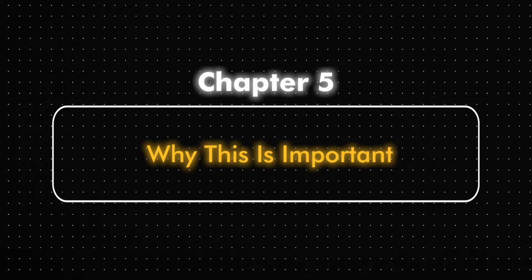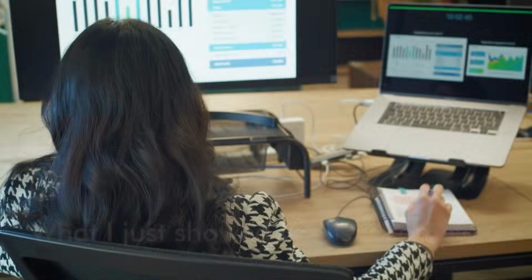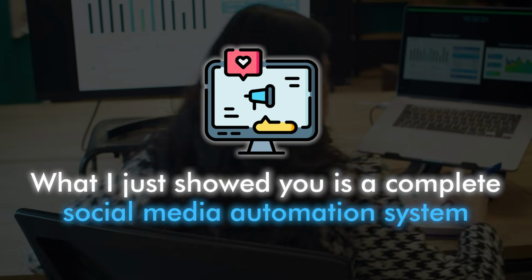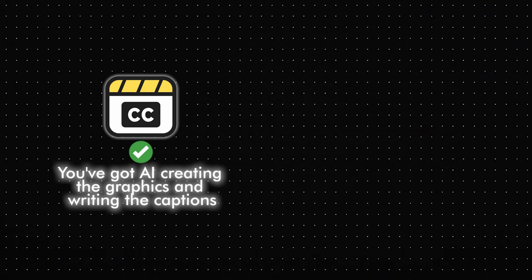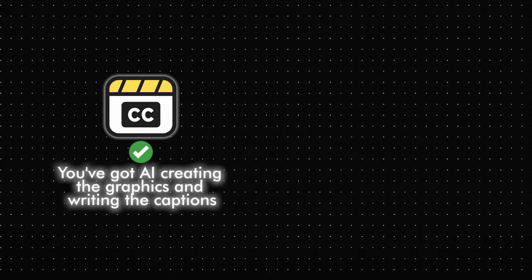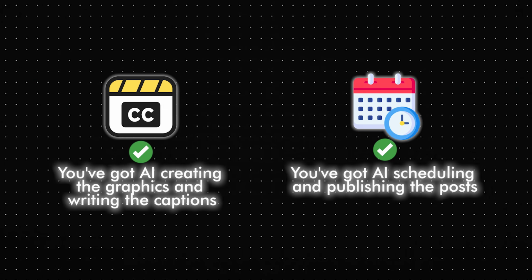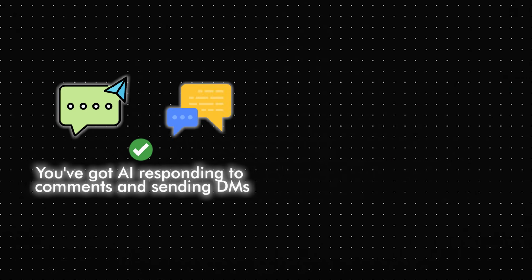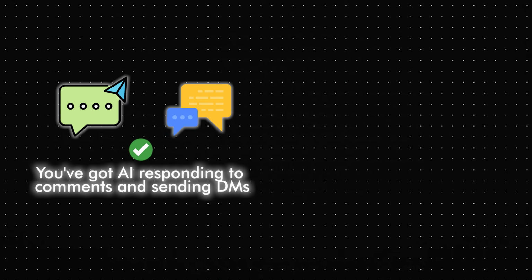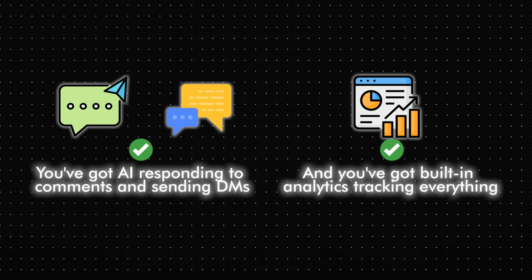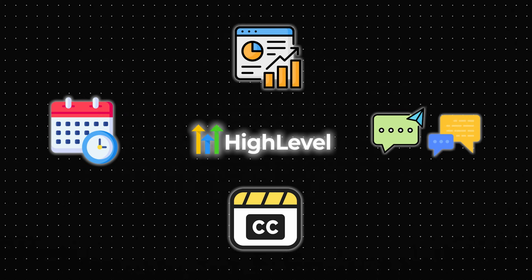Chapter 5, why this is important. Now let me tie all of this together because here's the big picture. What I just showed you is a complete social media automation system. You've got AI creating the graphics and writing the captions. You've got AI scheduling and publishing the posts. You've got AI responding to comments and sending DMs, and you've got built-in analytics tracking everything. All of this running inside one platform.